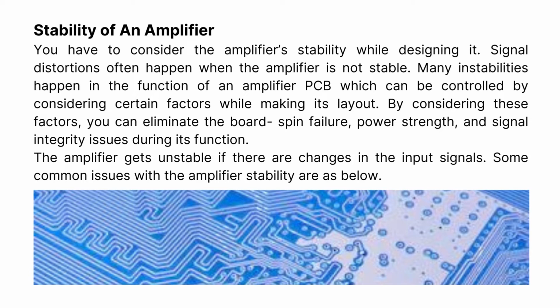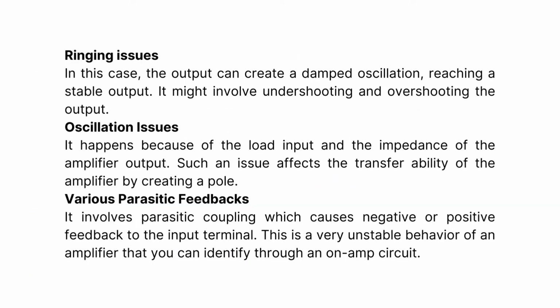Some common issues with amplifier stability are as below. Ringing issues: in this case, the output can create a damped oscillation before reaching a stable output. It might involve undershooting and overshooting the output. Oscillation issues: it happens because of the load input and the impedance of the amplifier output. Such an issue affects the transferability of the amplifier by creating a pole. Various parasitic feedbacks: it involves parasitic coupling, which causes negative or positive feedback to the input terminal. This is a very unstable behavior of an amplifier that you can identify through an op-amp circuit.